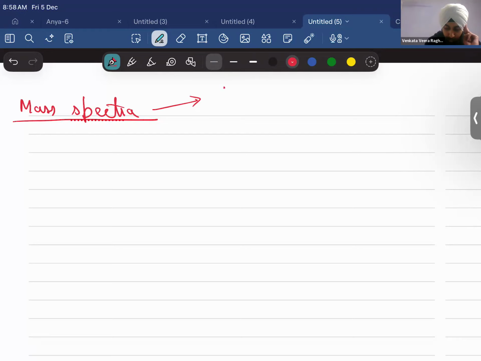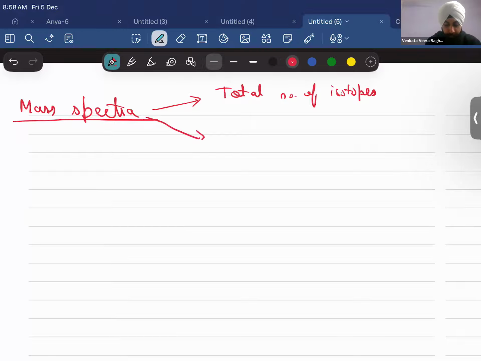Do you know what are isotopes? Tell me first. Isotopes have different mass numbers but the same atomic number, right? So if your mass spectra is given to you, you can tell the total number of isotopes present for that particular atom. That is the first thing you can get from here.